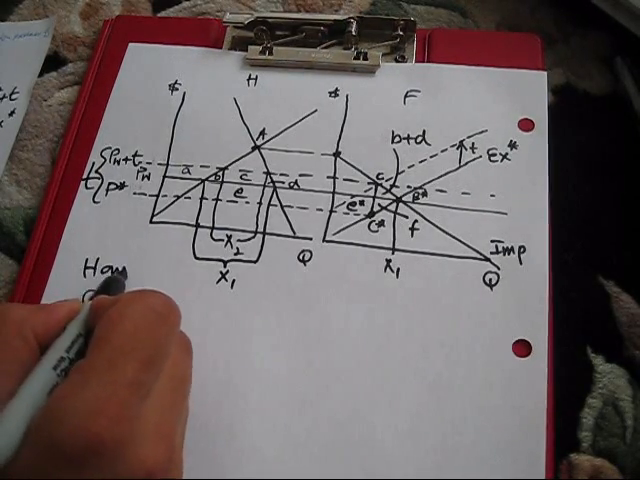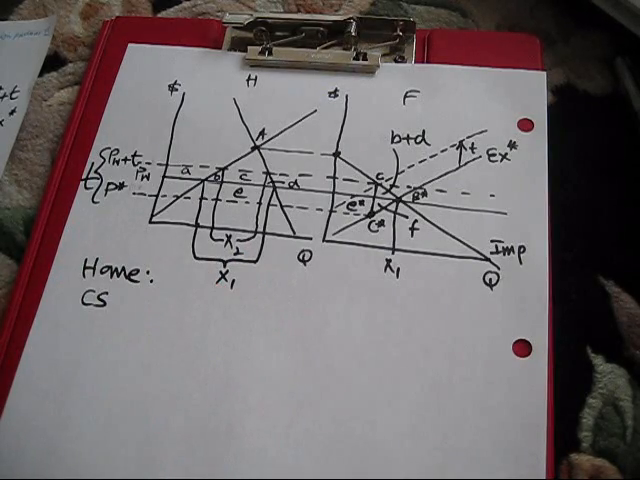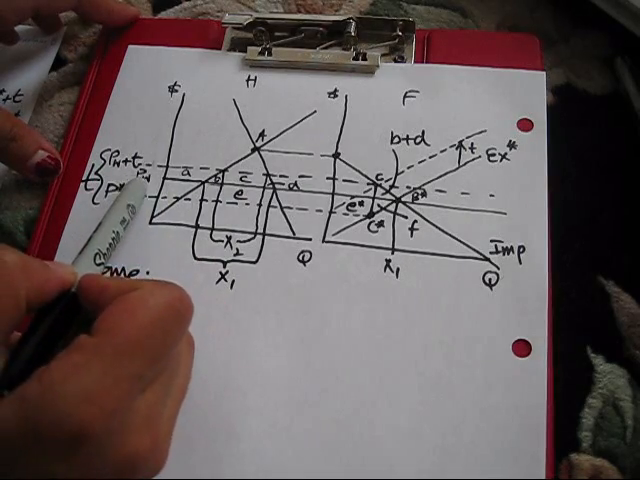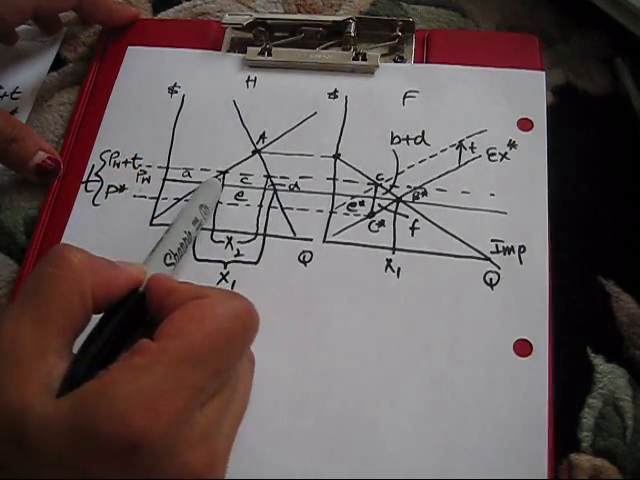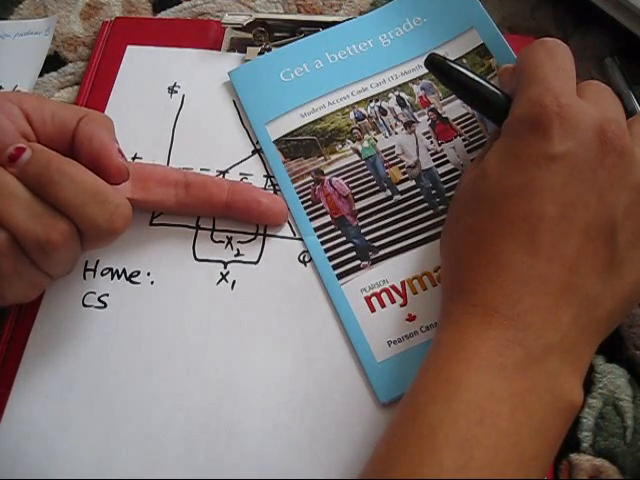Let's do home first. So for home, consumer surplus. Look, originally under demand, price was PW. Consumers had to pay this much here, right?